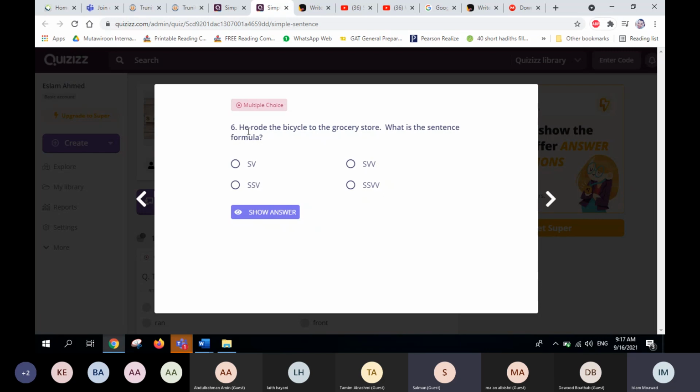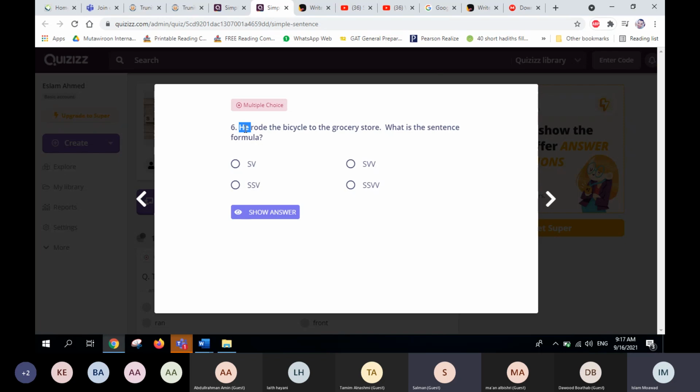Who's doing the action in that sentence? Who is riding the bicycle? Who's riding? He. Yeah. So he is the subject, right?